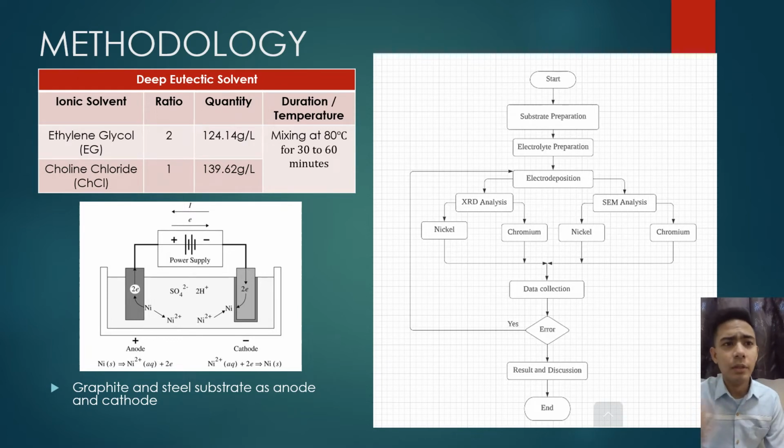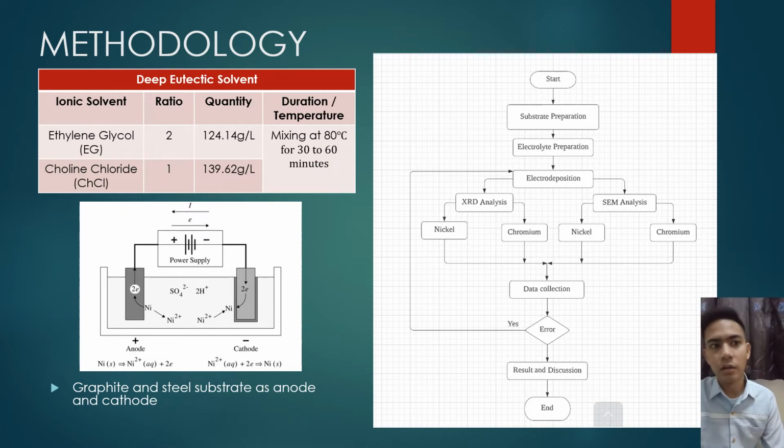Okay, for the methodology part, on the left side we can see the deep eutectic solvent table. It shows the two solvents that I used, which are ethylene glycol with a ratio of 2 and choline chloride with a ratio of 1, mixed at 80 degrees Celsius for 30 to 60 minutes.